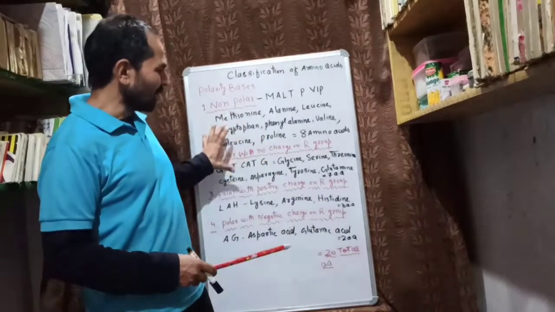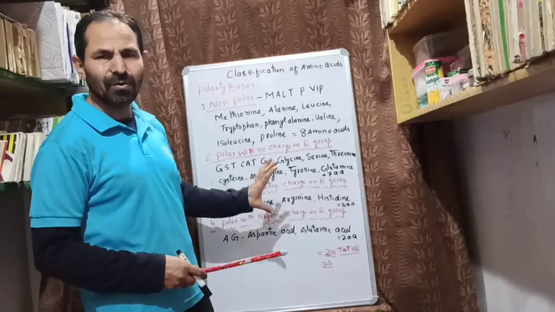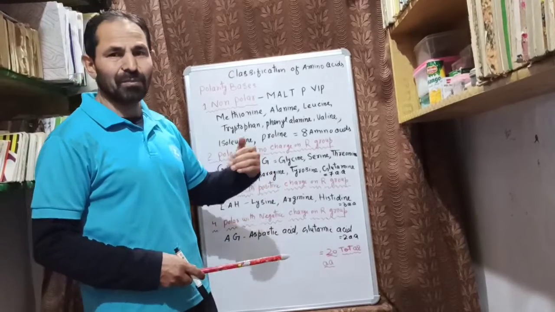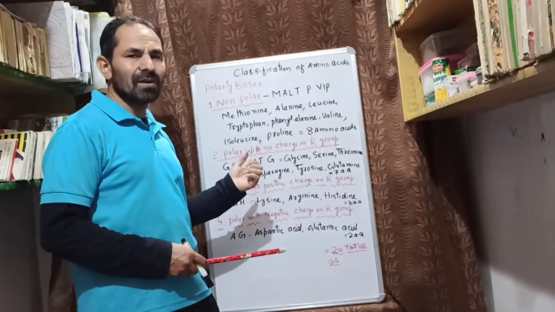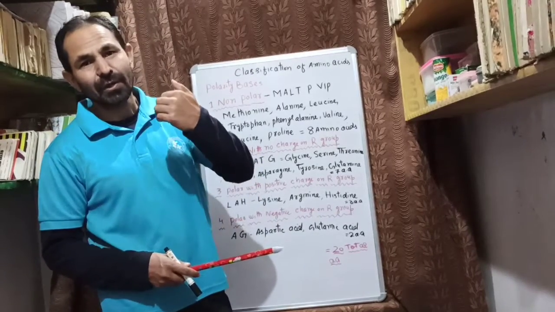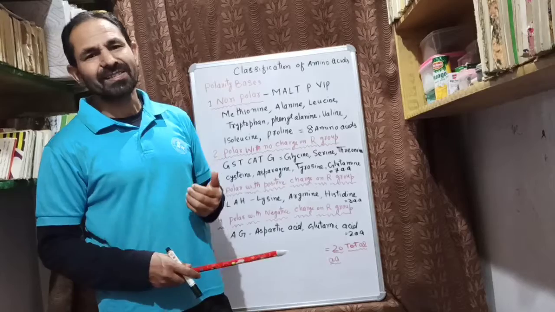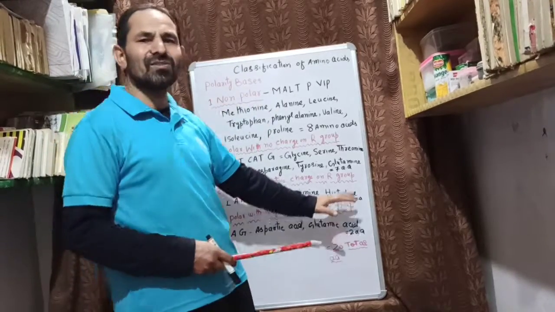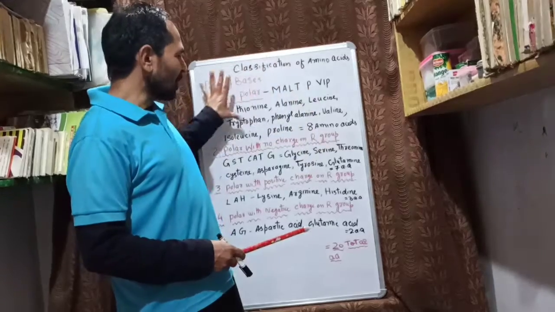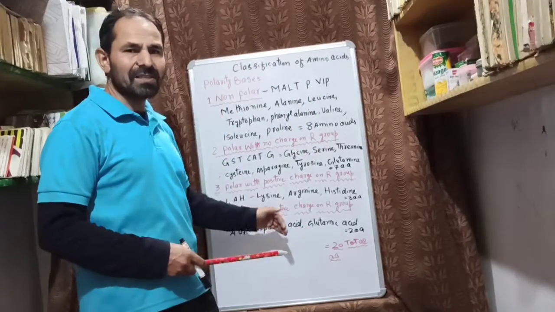So this formula is the easiest formula to remember these 20 amino acids. It is very useful for your preparation when you are preparing for any examination. If you remember these formulas, you can easily answer if this question is asked in such categories.